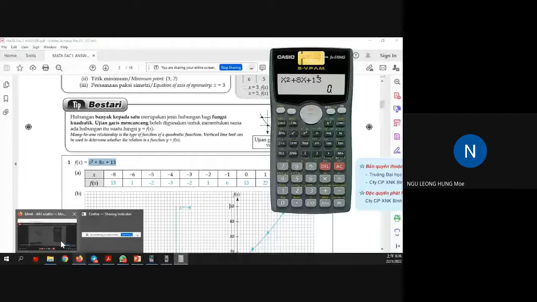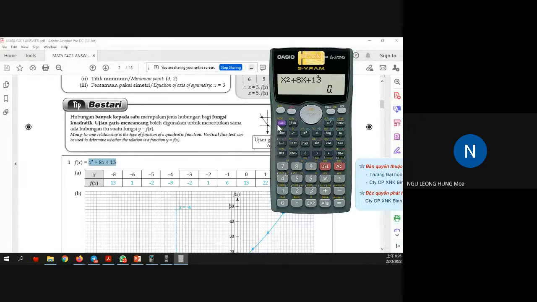Boleh tak? Okay. Then you see here CALC, calculate. This button. You press on this one. So X, question sign. This means what value do you want to substitute for X? Let's say for the first one, X is equal to -8. So you press -8, then equal. Right? Do you get the answer or not? Or the others? You guys get the answer or not?